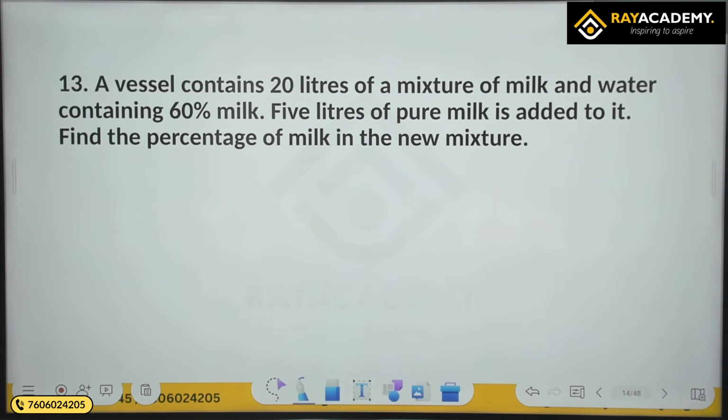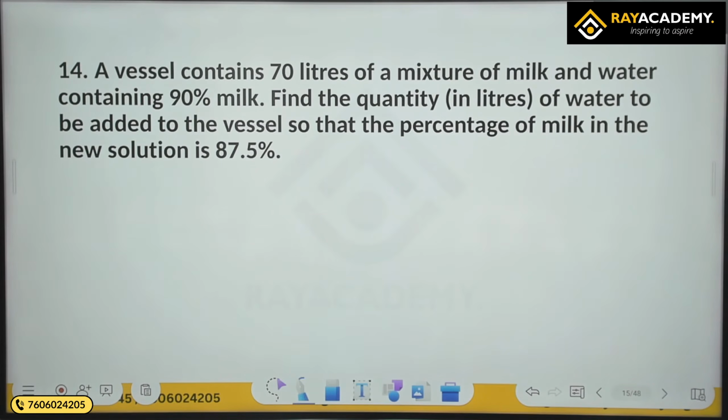Now this one: a vessel contains 20 liters of a mixture of milk and water containing 60% milk. 5 liters of pure milk is added to it. Find the percentage of milk in the new mixture. This is also a similar kind of question. So let us leave it here. Let's move to the next question.